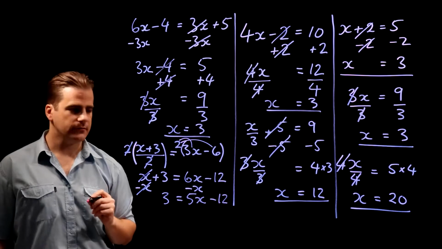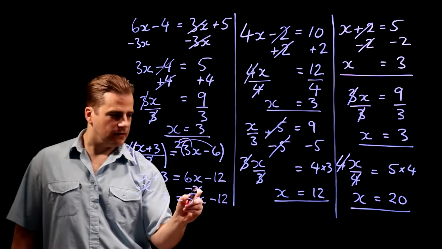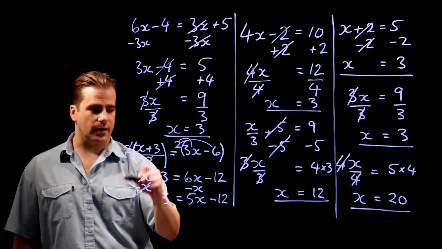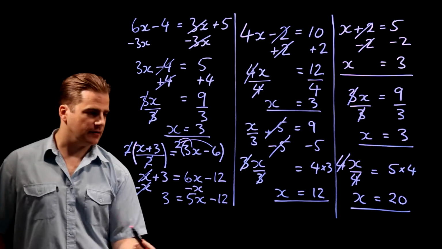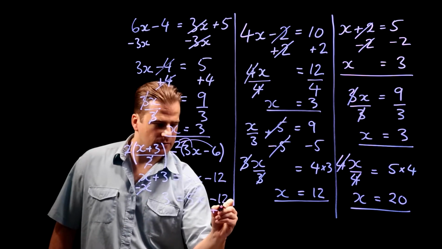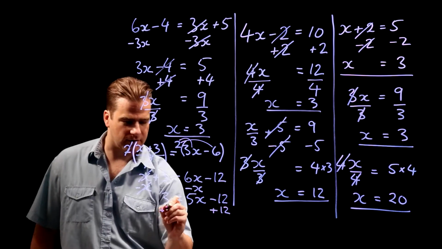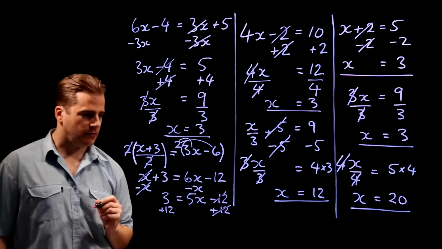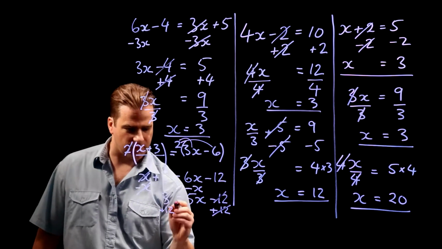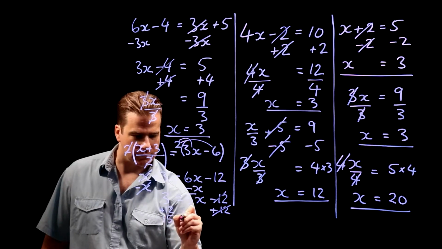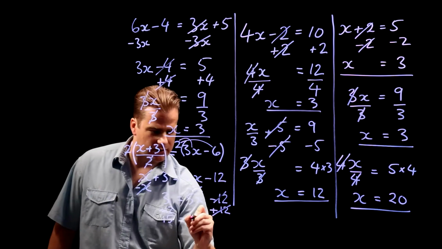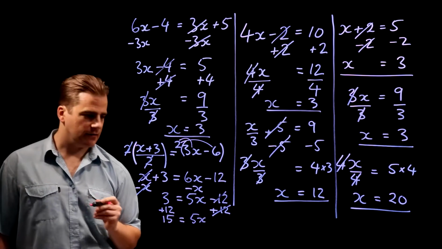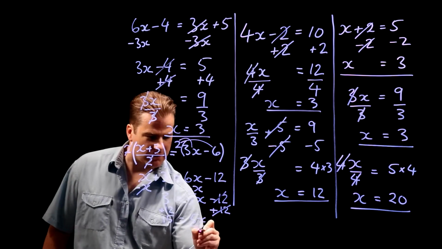Okay? Right. All the x's are on one side, but we've got two number terms, so let's get all the numbers on the other side. That's this side. So to do that, we're going to add 12 to both sides. Okay, and we get 3 plus 12 is 15 equals 5x. Nearly there. Divide both sides by 5.